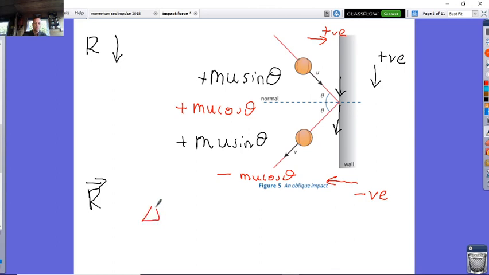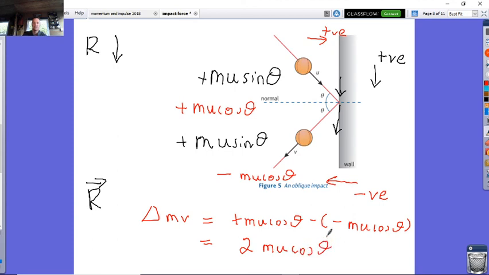So we then look at your delta mv. Again, very similar to before, we've got mu cos theta, which is positive, and minus minus mu cos theta. And what that then gives you is that the change in momentum is going to be 2mu cos theta. And you see that in your book.